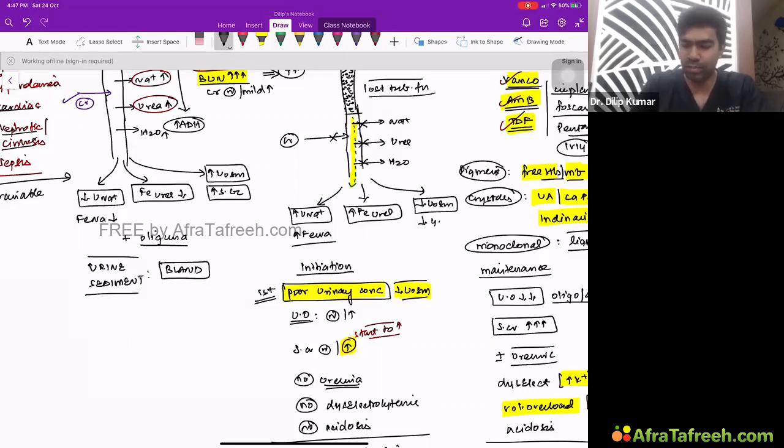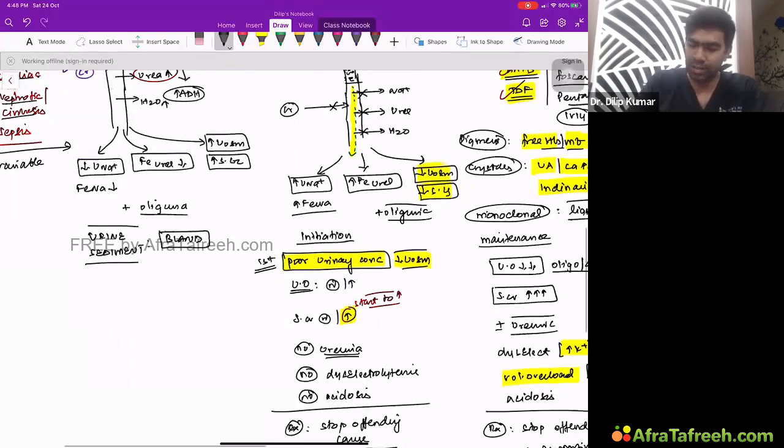And in fact, most of the time, they'll have a fixed specific gravity of 1.010, which indicates a concentration failure. So usually this low urine osmolality and fixed specific gravity is the first thing to happen in a patient with acute tubular necrosis. So this is what is going to happen. And at the same time, the patient of course will be oliguric. There is no doubt about that. Most of the patients will be oliguric.